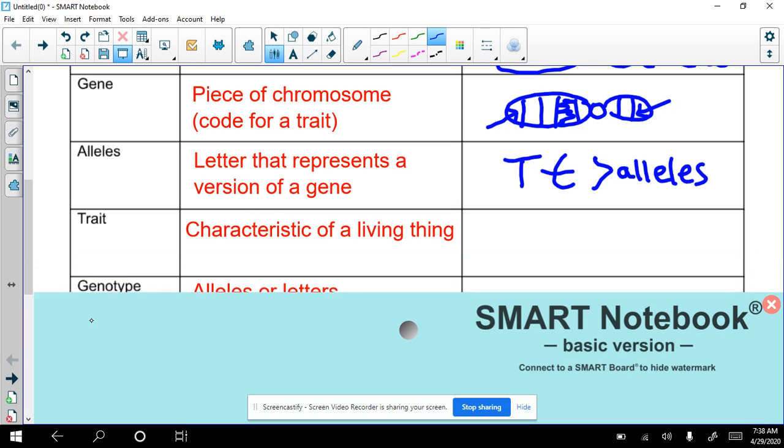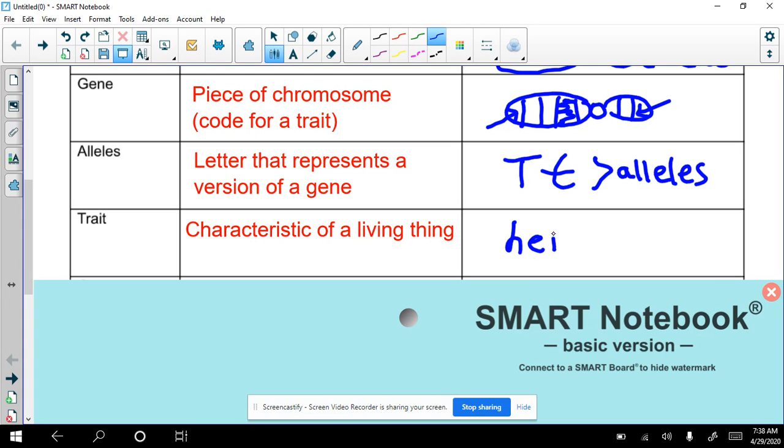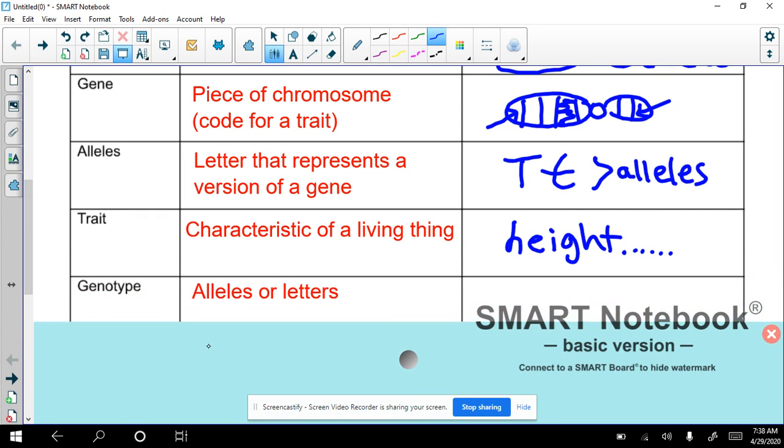Now, when we're talking about traits, this is a different word for all the characteristics. So for example, I started talking about height, so I'm going to continue talking about height. Height is an example of a characteristic. There's tons of them. Hair color, eye color, every single thing about you. It can even be a behavior. If you're a morning person or a night person, remember we studied that first semester. Those are your traits.